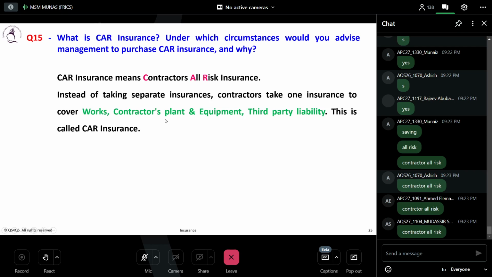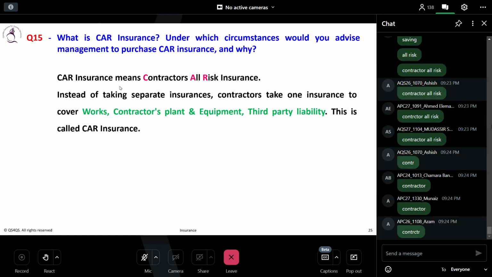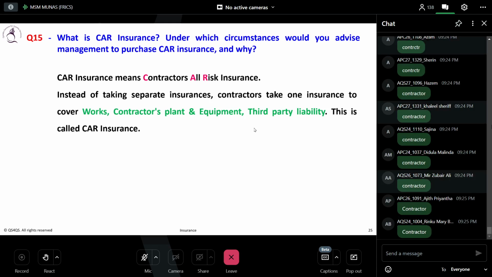Some people I hear mistakenly say that the employer is going to take the CAR insurance. Am I right? Some people had a misunderstanding. So now I am asking the question, who will obtain the CAR insurance? Contractor or employer? Contractor. Because it very clearly says Contractor's All Risk insurance. That means a contractor takes the insurance, but a single insurance covers all these types of insurance.